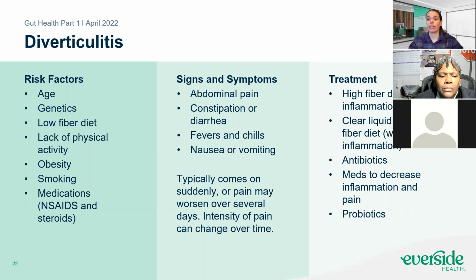So if you're not having any symptoms, any irritation, it's good to gradually introduce a high fiber diet, because this has been shown to help prevent and reduce flare-ups. However, if you do get a flare-up, clear liquid or a low fiber diet with the inflammation. So that's more of your BRAT diet, the bread, rice, and applesauce, toast. Bananas would really actually be fine too. Not a lot of fiber in them.